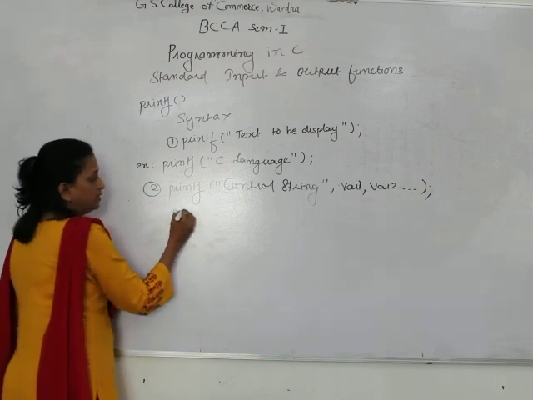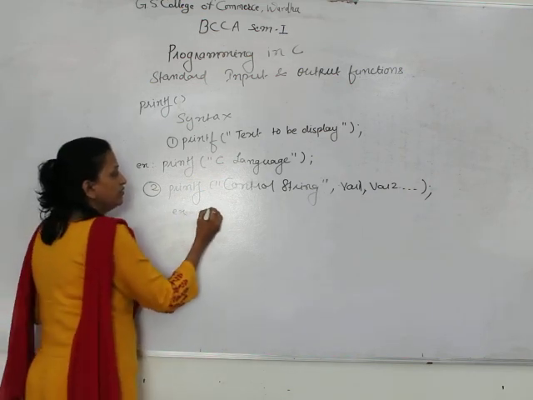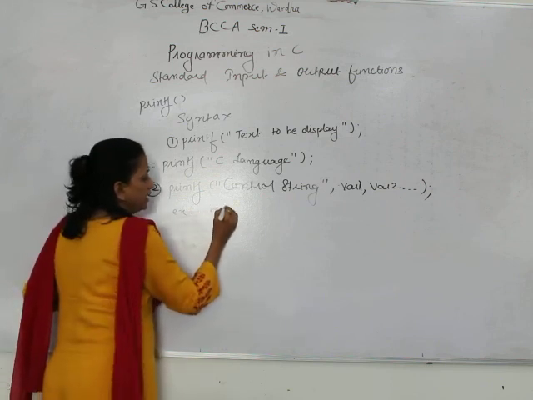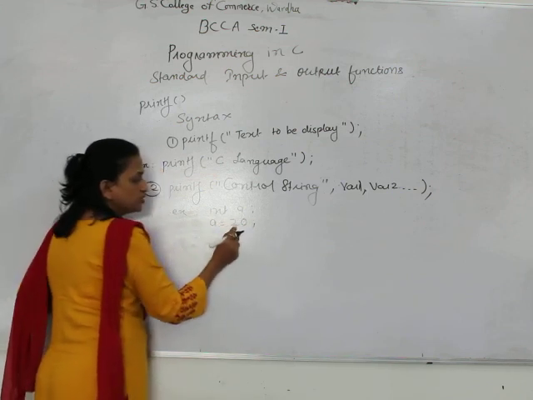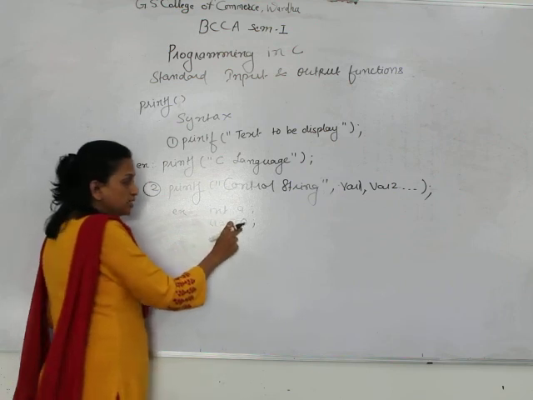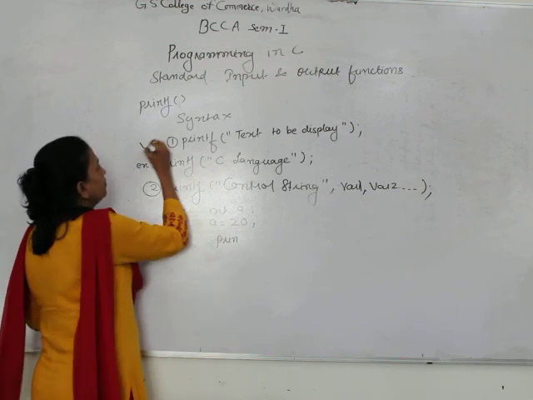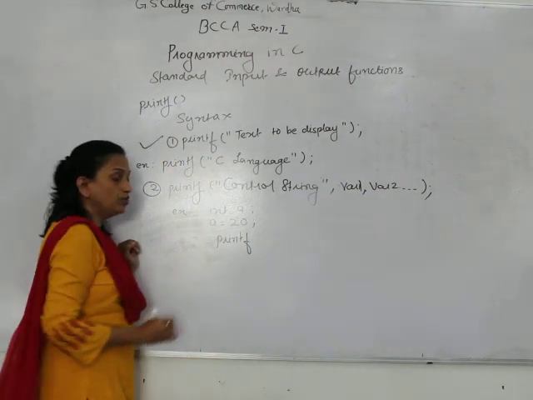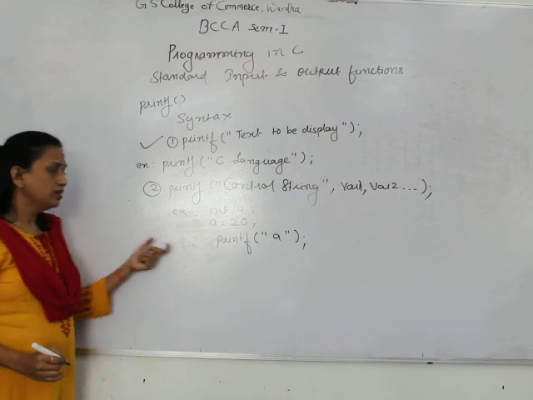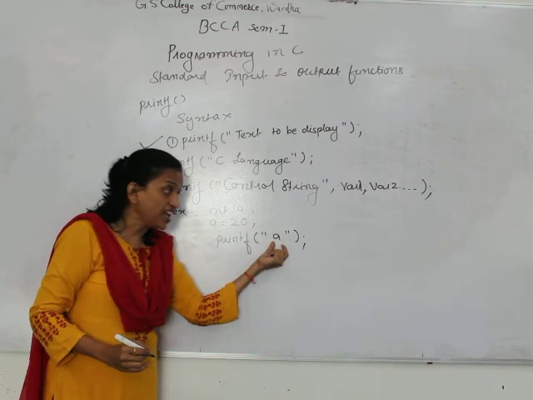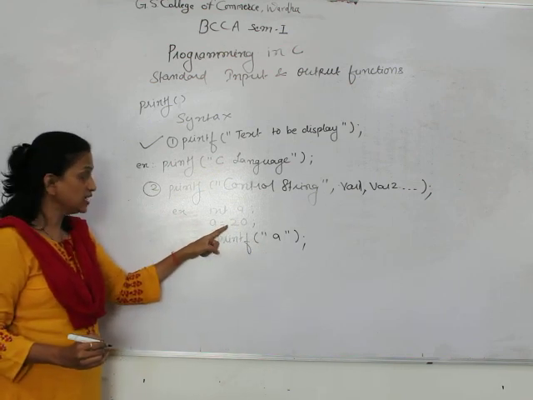Suppose, for example, let us understand by taking an example. If you declare a variable and that variable is integer, and you assign the value 20 to the variable, and you want to display this 20 on the screen, what will you do? You will write the printf statement and a. Okay, so what will happen? What will the compiler do? The compiler puts a as it is. It will not print the value of a, that is 20.